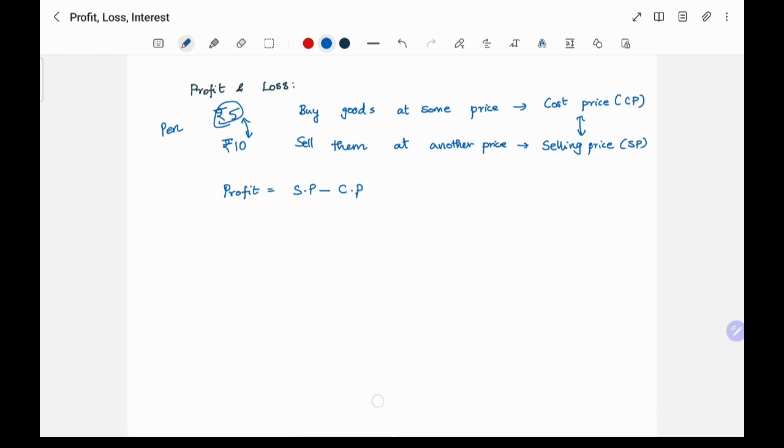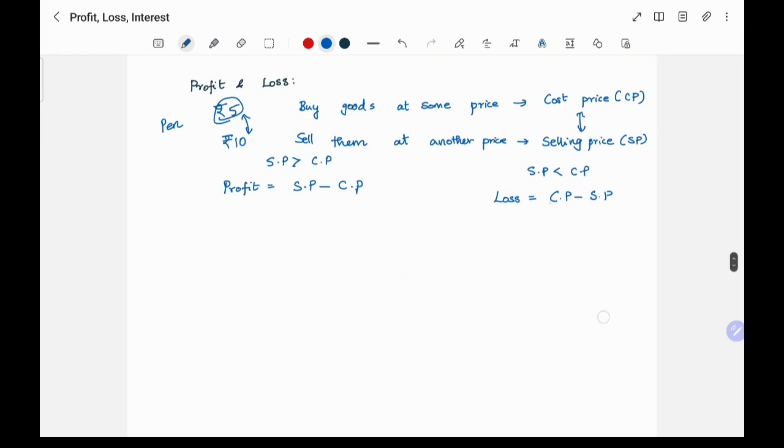So what about loss? In the profit case we assume selling price is greater than cost price. In loss, suppose due to some reasons we are buying it at a higher price and then we are selling it at a lower price. So selling price is less than cost price. Then we face a loss. Loss is something undesirable, while profit is something which is good for us. So loss is cost price minus selling price. So loss is still positive, as you can see, because cost price is greater than selling price. Okay, this is profit and loss.